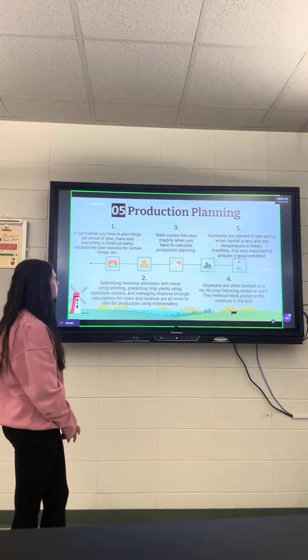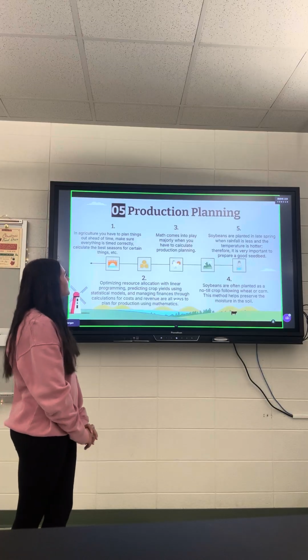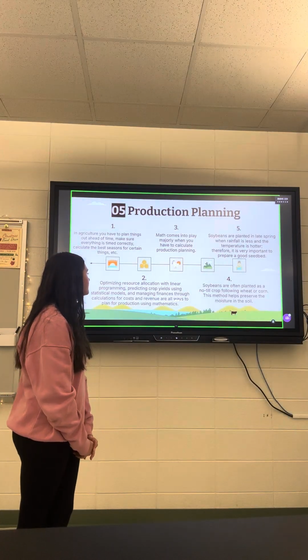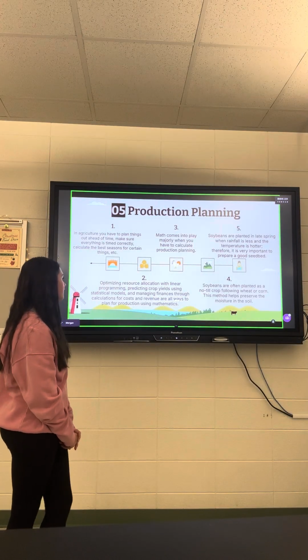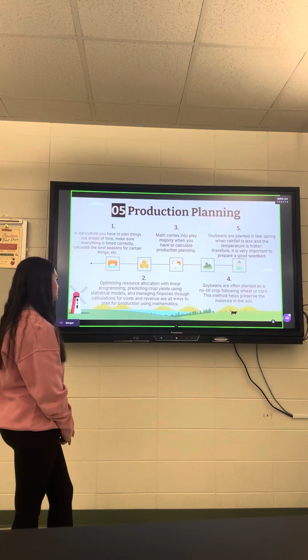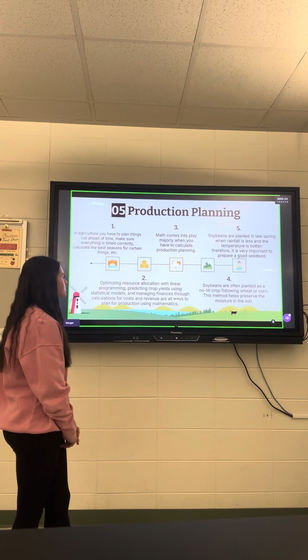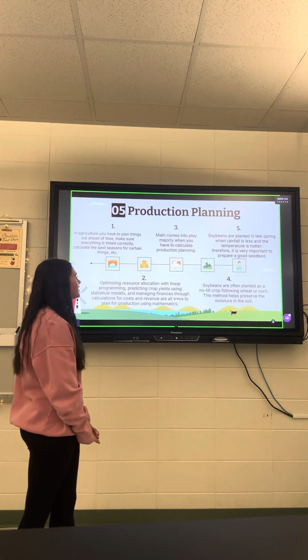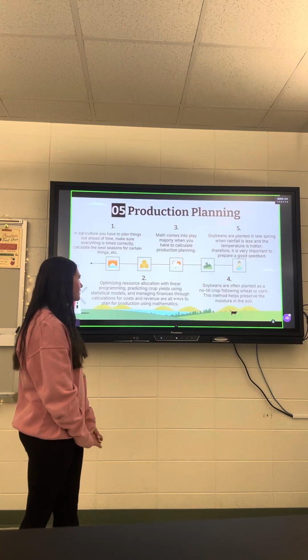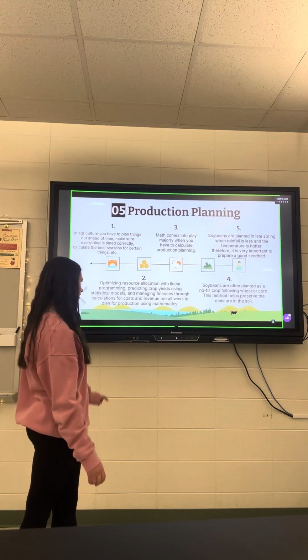Math comes into play majorly when you have to calculate production planning, and soybeans are often planted as a no-till crop following wheat or corn. This method helps preserve the moisture in the soil. Soybeans are planted in late spring when rainfall is less and the temperature is hotter. Therefore, it is very important to prepare a good seed bed.